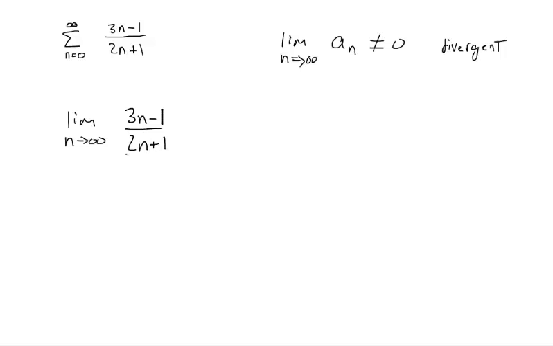So we're going to divide everything by n. We have the limit as n goes to infinity of 3n divided by n, which leaves me with 3, minus 1 over n, divided by 2n divided by n, which is 2, plus 1 over n. Both 1 over n terms go to 0 when we take the limit to infinity, and that leaves us with 3/2. So we are divergent.